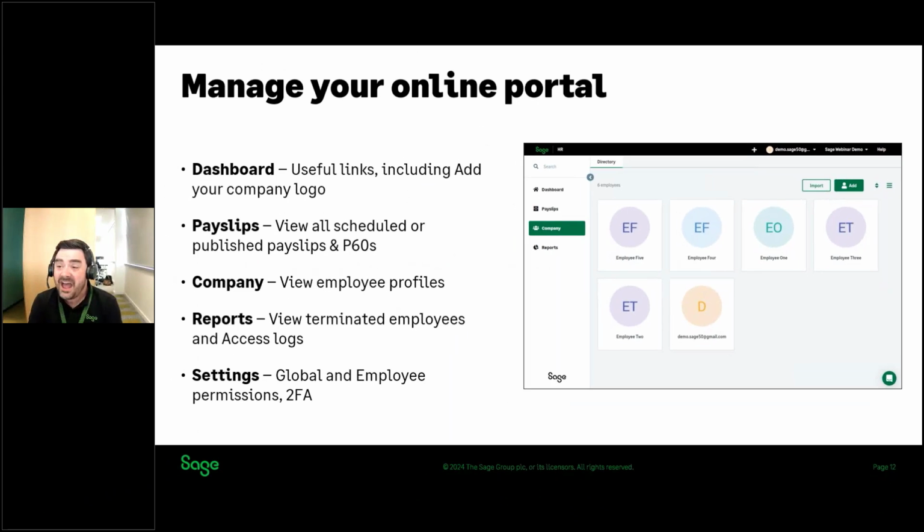Just as a recap, we have the navigation options listed on the left-hand side. You've got your dashboard with the useful links, the payslips area, where you as an admin can manage all of the pending and published payslips and P60s. You've got your company directory, where you can easily jump into the employee profiles. You've got a few little reports you can run, and you've got your settings. We looked at some permissions, and I've just mentioned the two-factor authentication as well.